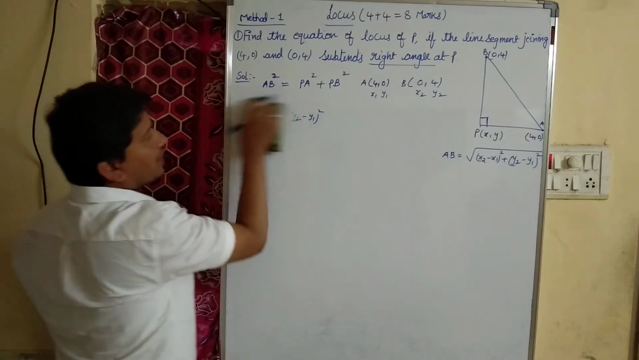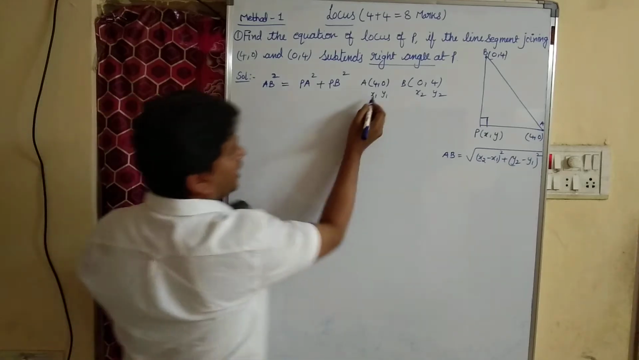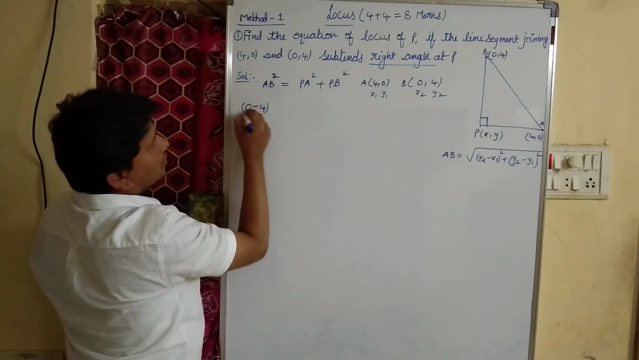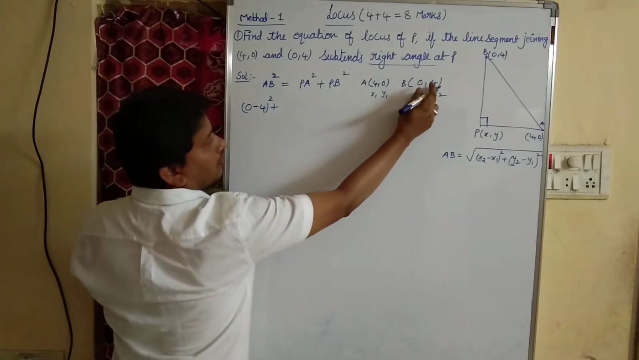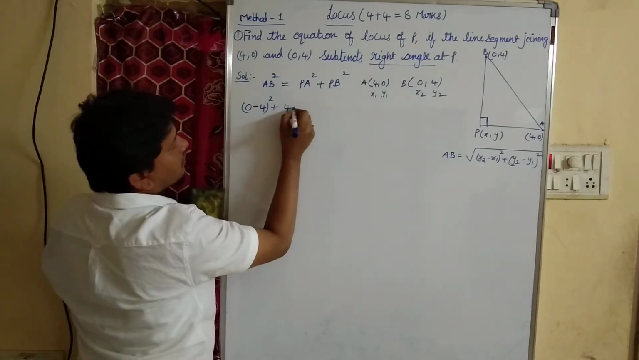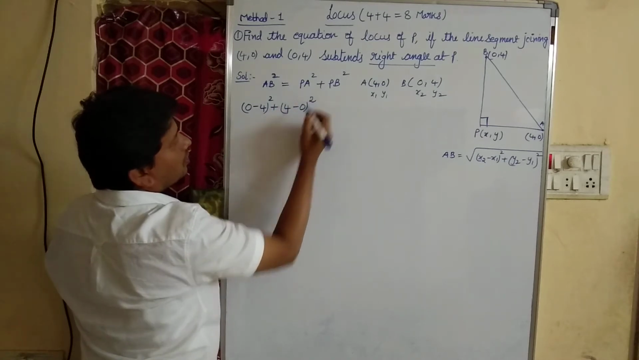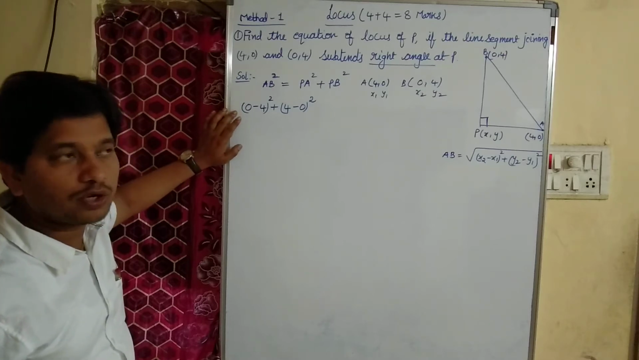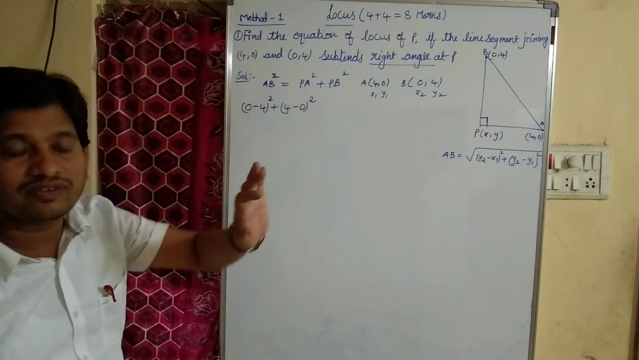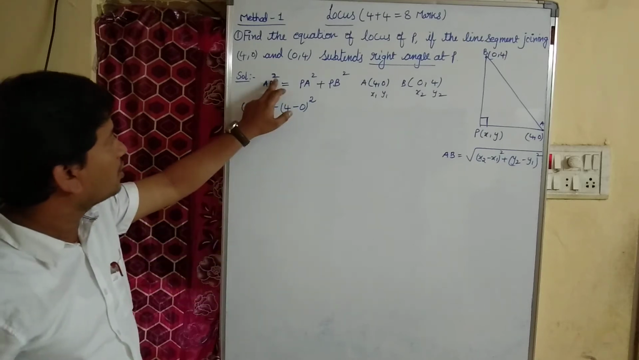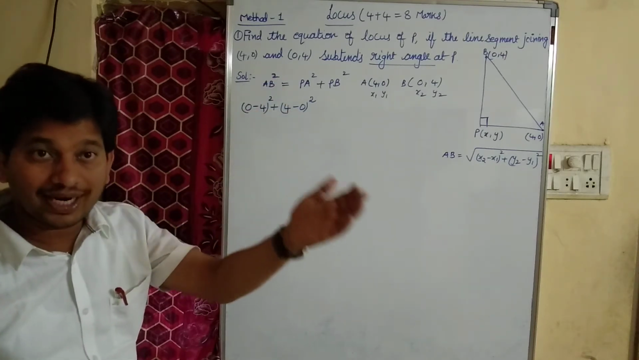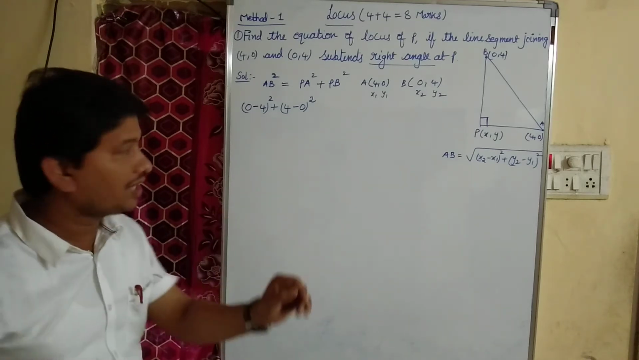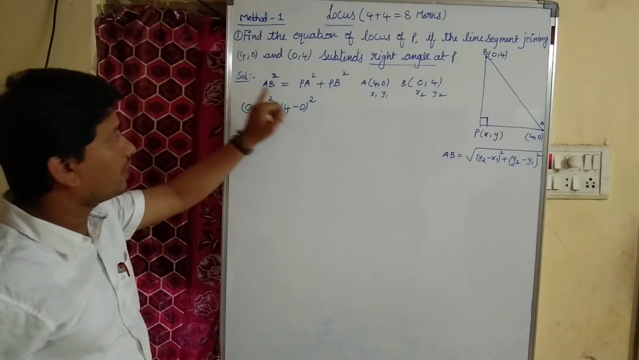Okay children? So let me write x2, in the sense 0, minus x1, in the sense 4, whole square plus y2 minus y1, y2 in the sense 4, y1 in the sense 0, whole square. Students, are you understanding why I am not writing here square root? We are not writing square root because on the power we have square. So that square and square root get cancelled. That is the reason there is no need of writing square root over here.